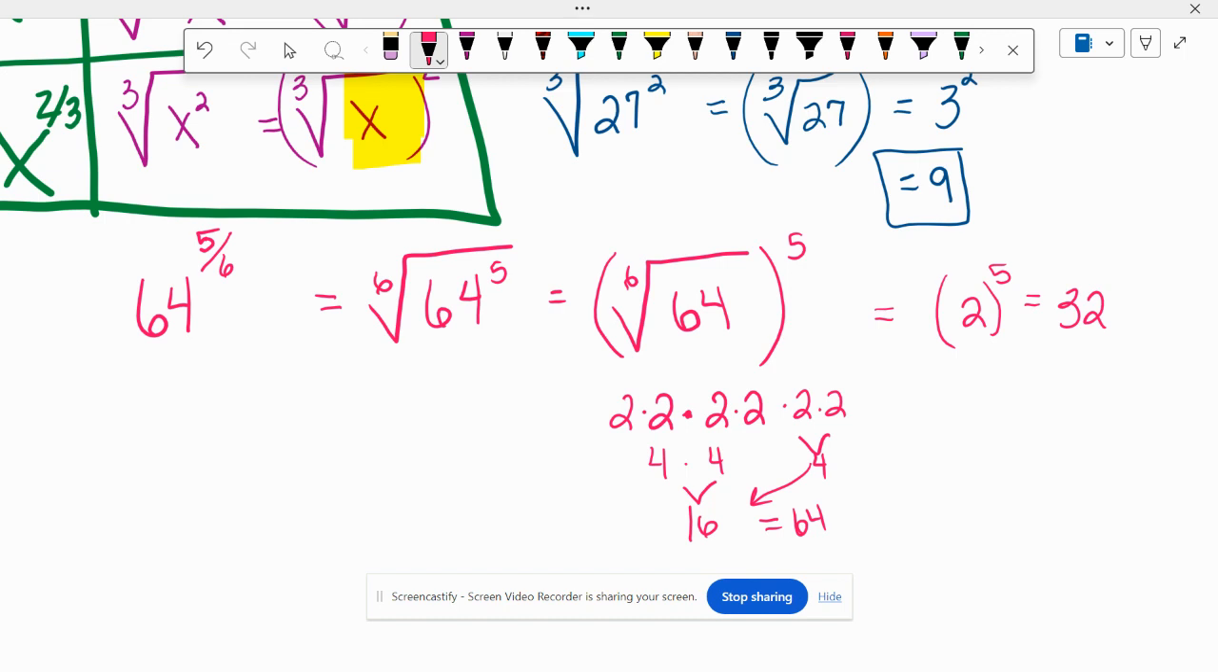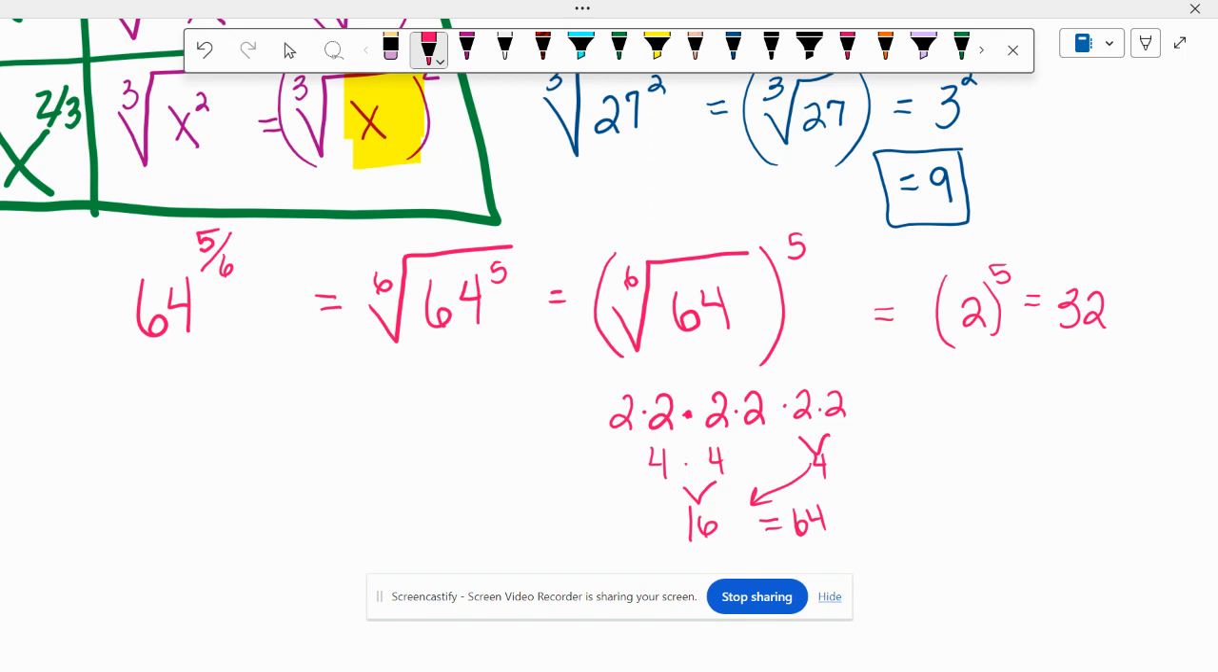What power did I want you to take it to? The 5th power. Yeah, 64 to the 5th power is 1,073,741,824. Who wants to work with a number like that? Nobody. You do not. Okay.